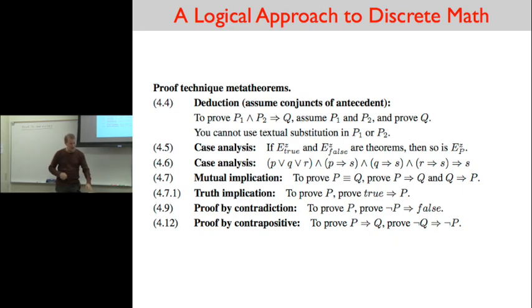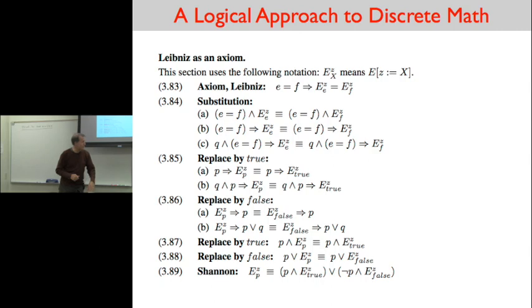Now let's go here to Shannon, and I want to show you why Shannon allows us to do case analysis, because look at what this says. It says E with Z replaced by P. That's what we want to prove, right? E with Z replaced by P is equivalent to P and E with Z replaced by true, or not P and E with Z replaced by false.